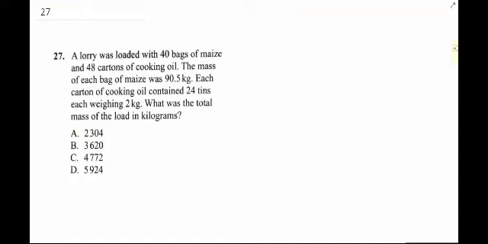Question 27 says, a lorry was loaded with 40 bags of maize and 48 cartons of cooking oil. The mass of each bag of maize was 90.5 kg. Each carton of cooking oil contains 24 tins, each weighing 2 kg. What was the total mass of the load in kilogram? Now, in order to solve this question, the first thing you need to do is get the mass of maize. So the mass of maize, that's 40 bags multiplied by 90.5. So when you do this, you are going to get 3620 kg.